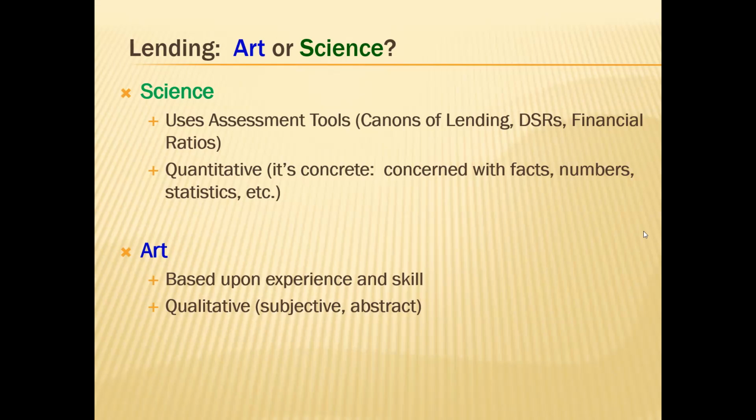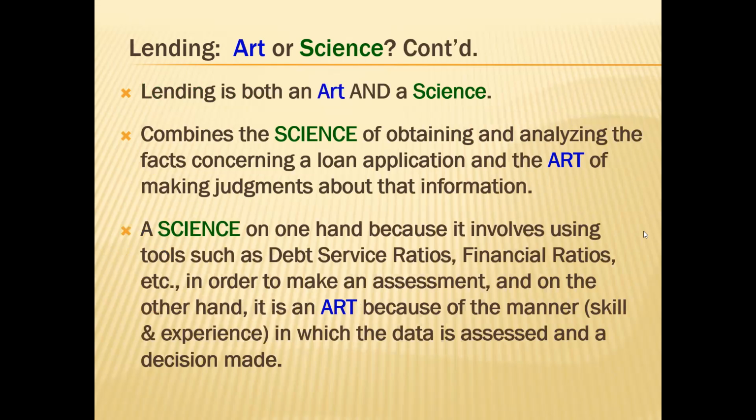Okay. Some people acquire that skill quicker than others, but the art is really something where you have to begin doing credits, looking at applications and whatnot in order to gain that experience and that skill. And extracted from our textbook, again, lending is both an art and science. It combines the science of obtaining and analyzing the facts concerning a loan application and the art of making judgments about that information. Okay.